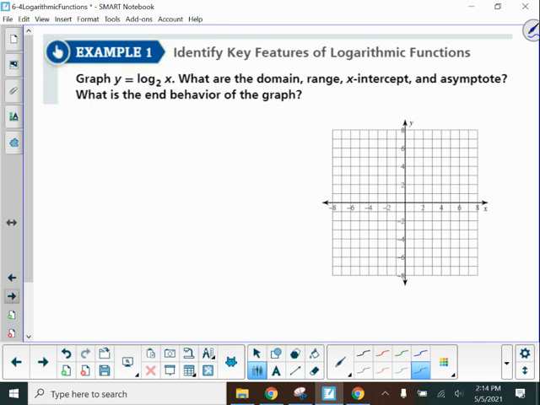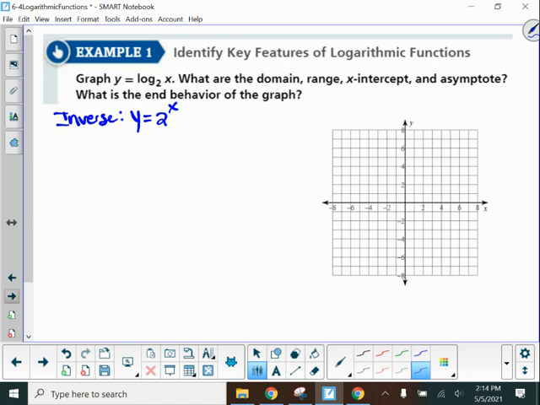So our example here, it says graph y equals log base 2 of x. What are the domain, range, x-intercept, and asymptote? And then what is the end behavior of the graph? So the inverse of log base 2 of x is y equals 2 to the x power. Normally, if you were to rewrite this log base 2 of x equals y, you would get 2 to the y equals x, and then remember, we reverse our x and y's to do the inverse.